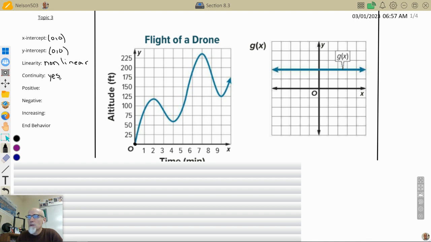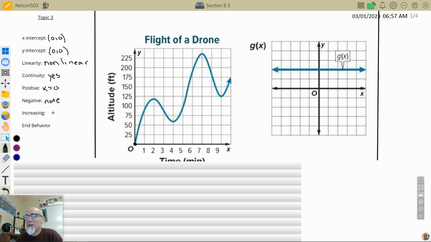And is it continuous? Yes, it's continuous. Positive? It's positive for all x's greater than 0, it looks like. So positive for x's greater than 0. And then negative, there is no negative because it looks like the domain's been restricted based on this real world problem. So none. There is no negative because it's not ever below the x-axis, and we can't see if we're going to the left at all over here, so we don't know. I guess it's not, so just none.